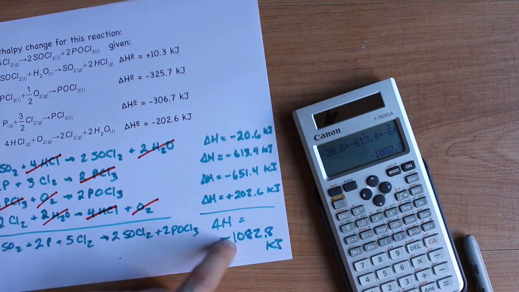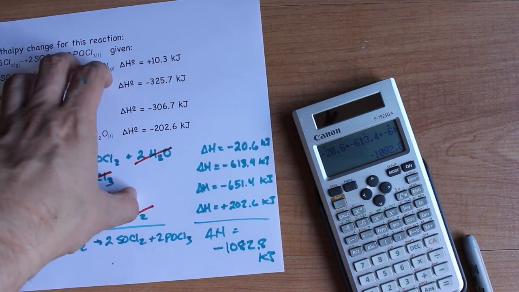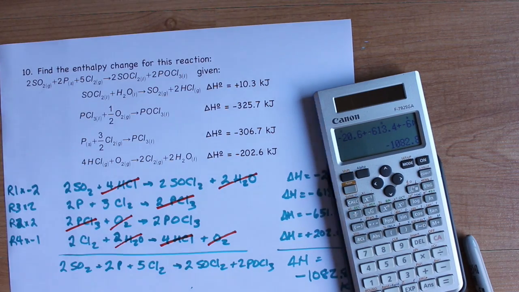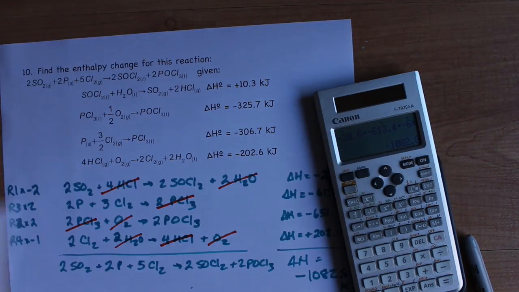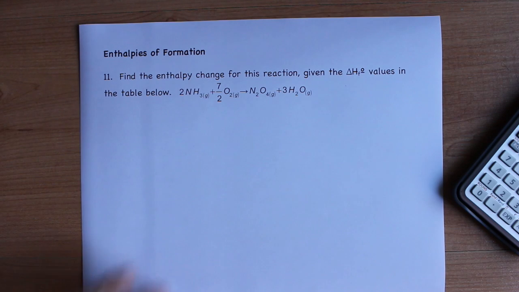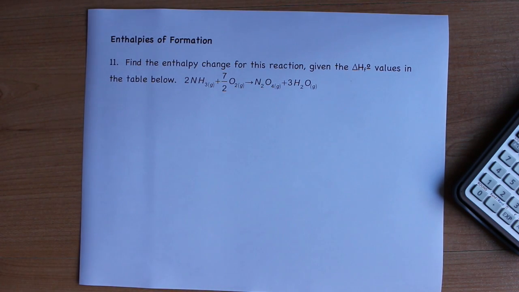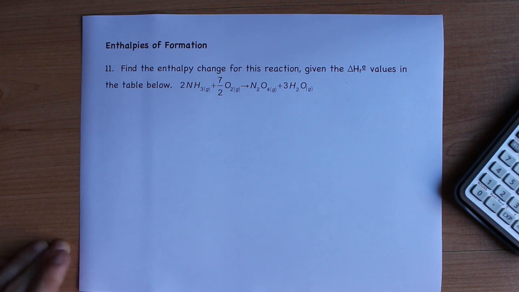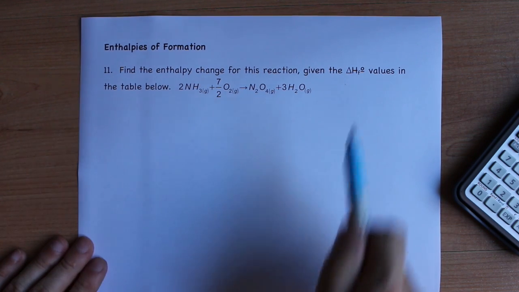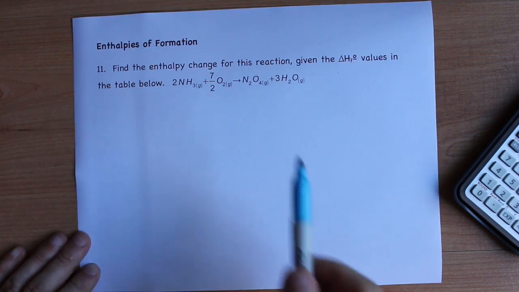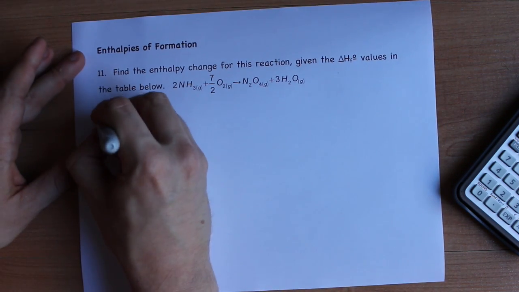Just throwing it out there, that's my answer, and I did it with Hess's Law. Hess's Law was one other way to calculate delta H for a reaction. Calorimetry, Hess's Law, and also delta HF, enthalpies of formation. If you want to find the enthalpy change for a reaction and you are given delta HF values, the way to calculate the delta H for that reaction is super easy.